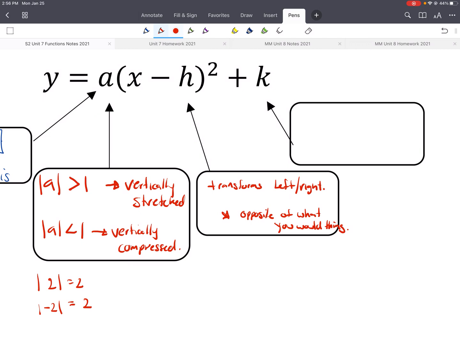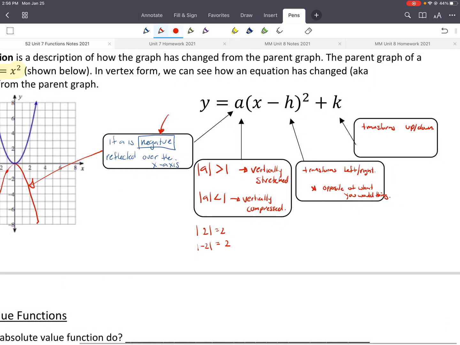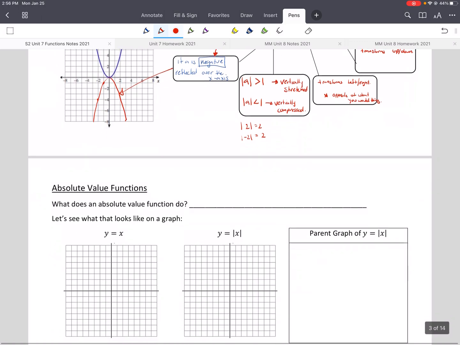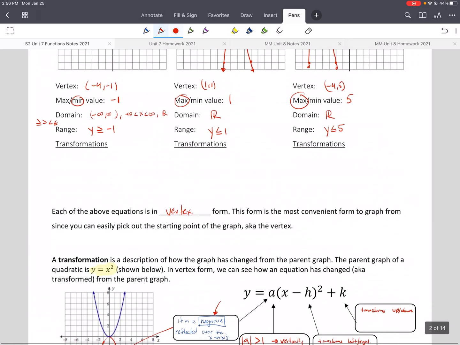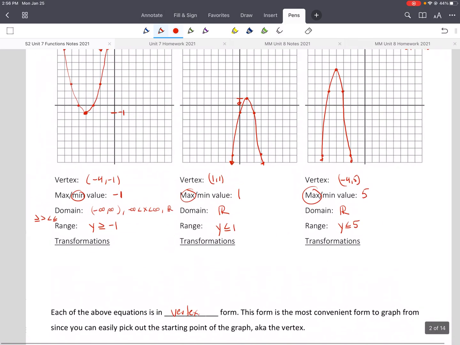And we'll do some examples of that. K transforms the parabola up or down. And that does exactly what it says. If K is negative, it goes down. If K is positive, it goes up. I guess H does the same thing, it's just that negative kind of makes you think it's the opposite. All right, so let's do some examples by going back and answering some of these questions.